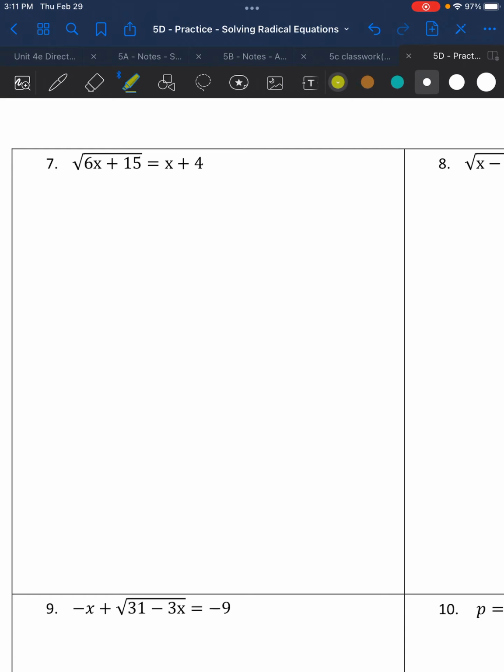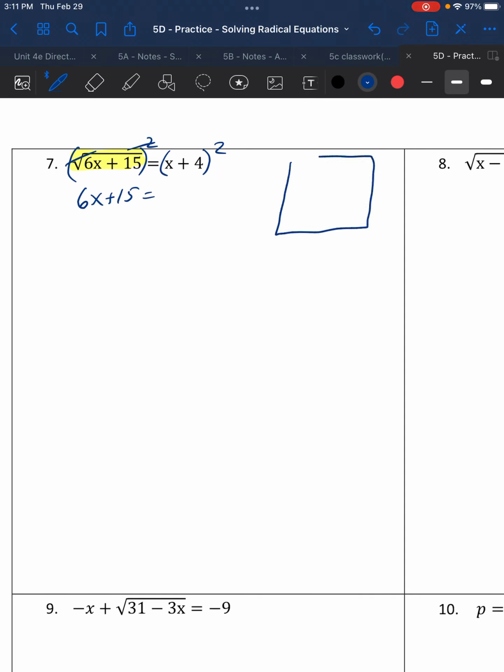All right, let's take a look at the back. Sometimes, well, it's still the same exact rules. So we have the square root isolated. It's already isolated. So then I'm going to undo the radical. Square. And there's a binomial squared on the right side. Left side will cancel out, which is awesome. And a binomial squared means x plus 4 times x plus 4.